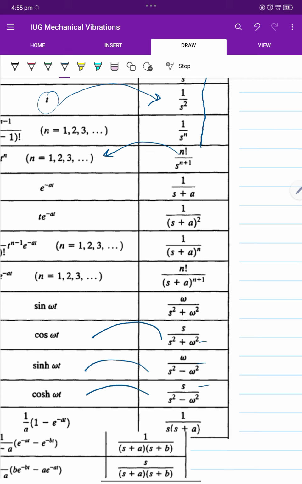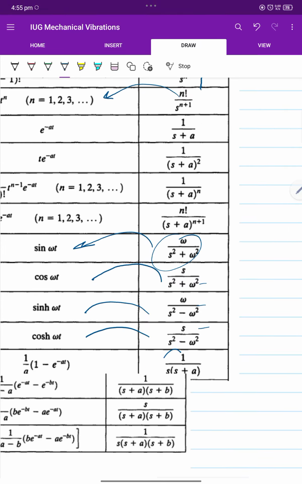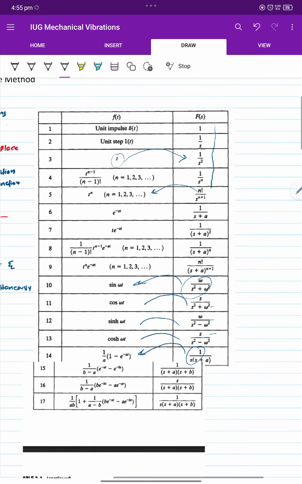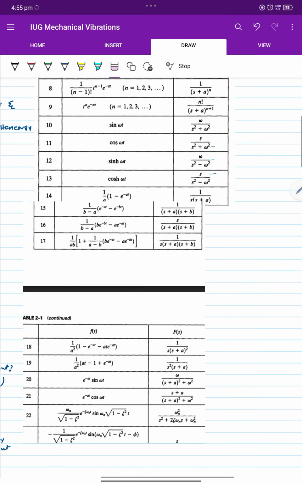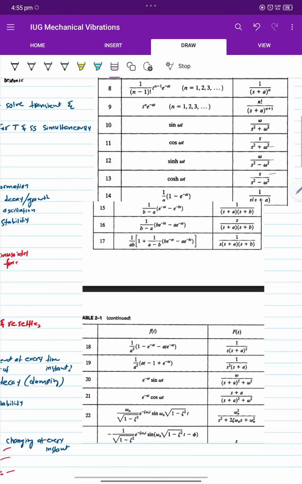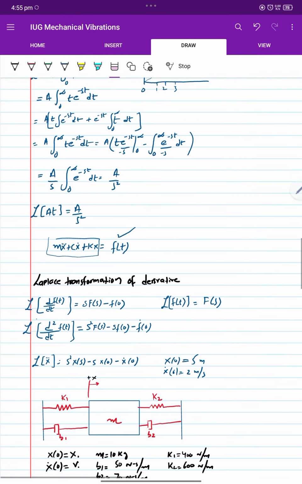So if I manage to arrange those fractions in this form, I know that the inverse Laplace transform will be sine omega t. If I manage to arrange them in this form, I know that the inverse Laplace transform should be equal to 1 over a into 1 minus e exponent minus at. So this is what we try to do in the inverse Laplace transform. Use a partial fraction, try to arrange everything to match any of these in this column, and let's do the inverse Laplace transform and get the time domain function directly. So this is what we are trying to do here.